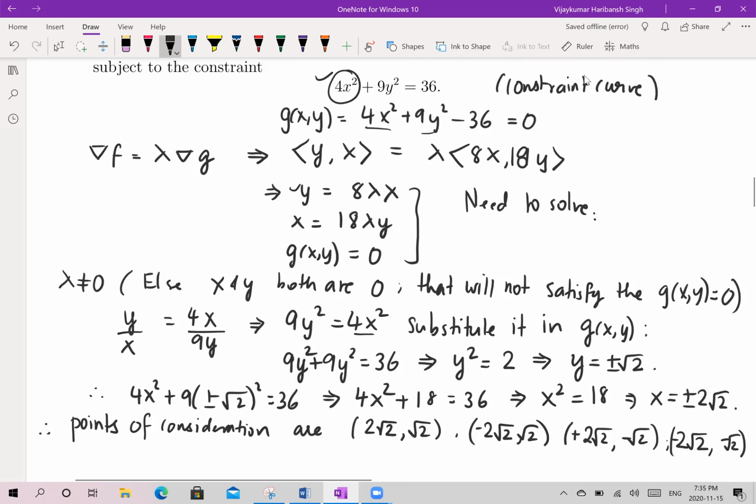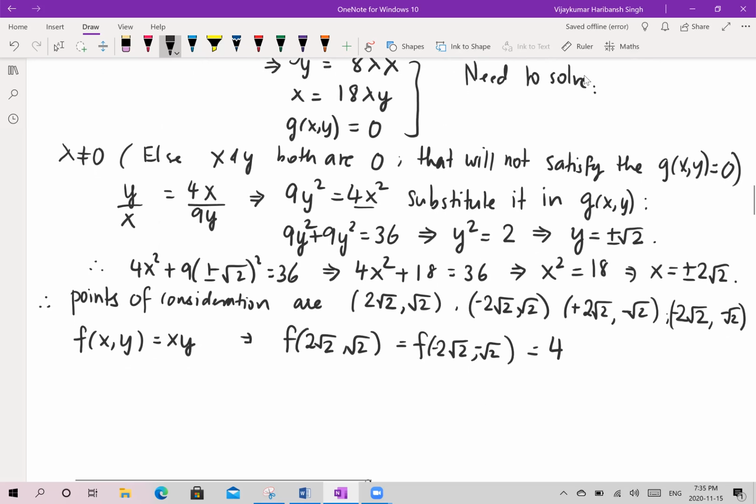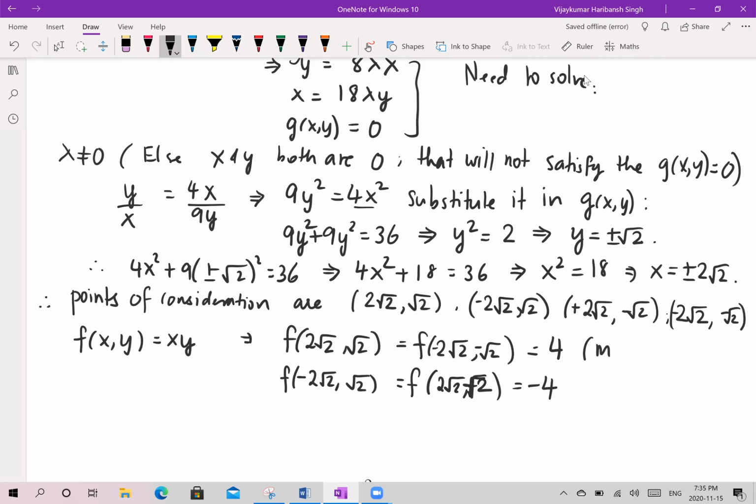So let's figure out which one is maximum and which one is minimum. Since f of x,y equals xy, f of 2 root 2, root 2 equals f of minus 2 root 2, minus root 2, because the minus signs cancel each other, which is 4. And f of minus 2 root 2, root 2 equals, now with the minus sign for the other one, minus 4. So we get the maximum value here, and this will be the minimum.